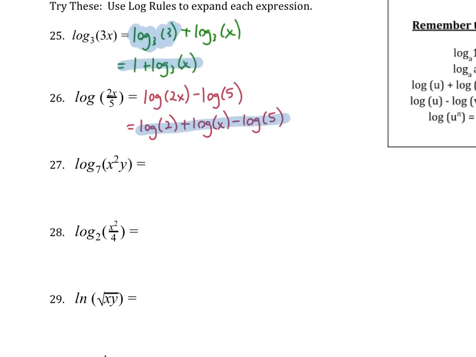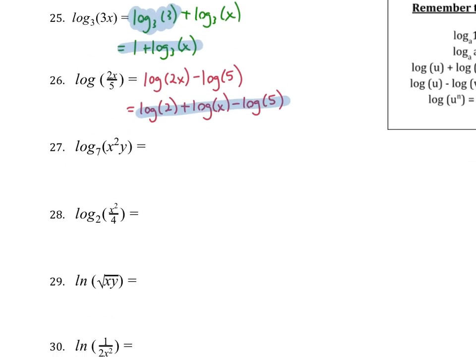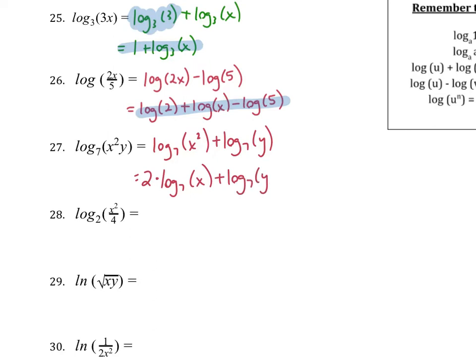The next problem, I have multiplication and I have an exponent. I'm going to focus on the multiplication and then worry about the exponent. So I have log base 7 of x squared plus log base 7 of y. Now my exponent can be pulled out into the coefficient, so I have 2 times log base 7 of x plus log base 7 of y.